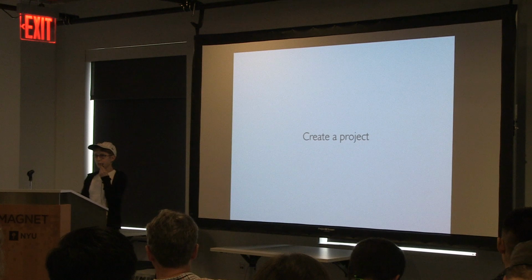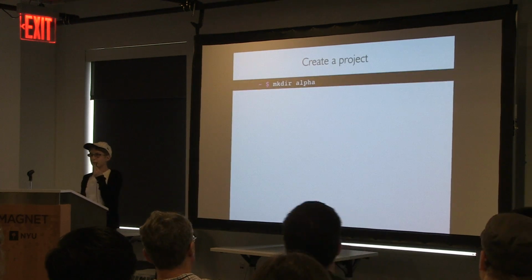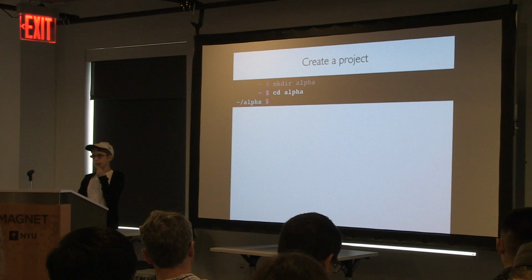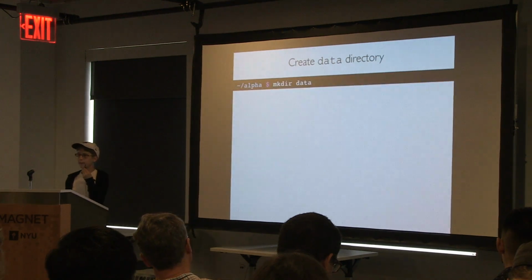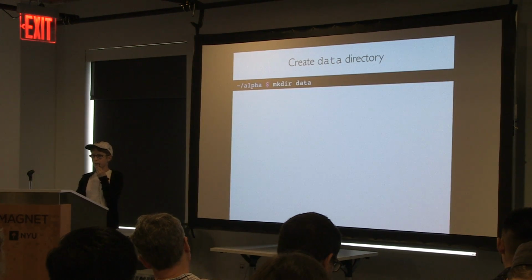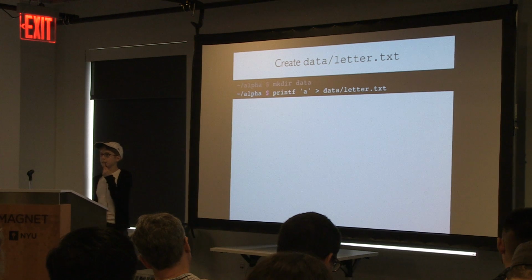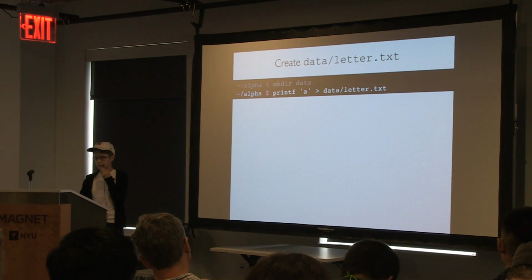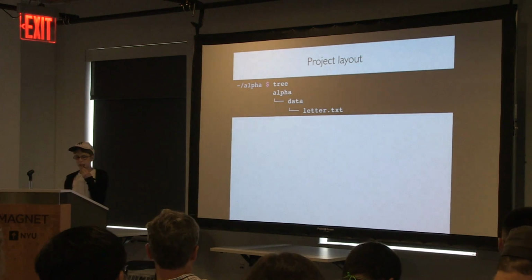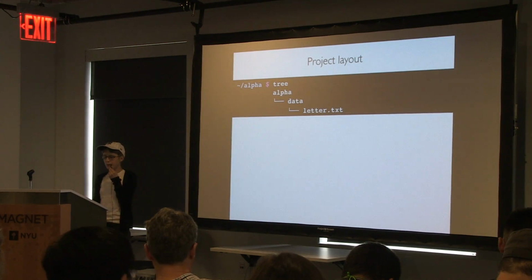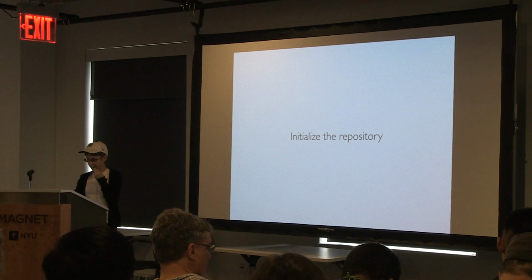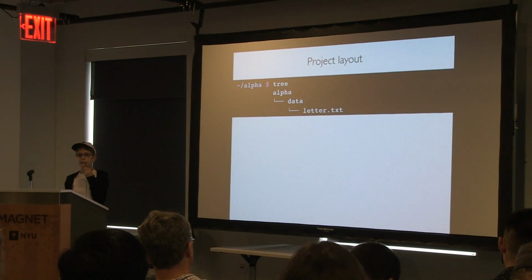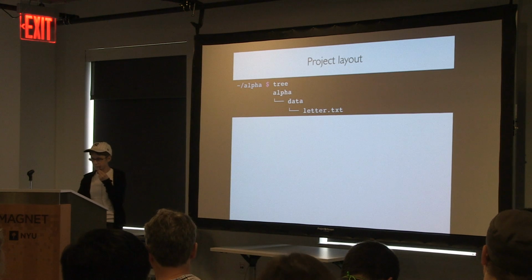So let's start by creating a project. We make a directory called alpha to contain the project, and then cd into that directory. We're going to make a directory called data inside the alpha directory, and inside that create a file called letter.txt that contains the character A. So quick overview: I've got an alpha directory which contains our entire repo, and inside that a data directory, then inside that a file called letter.txt that contains the character A.